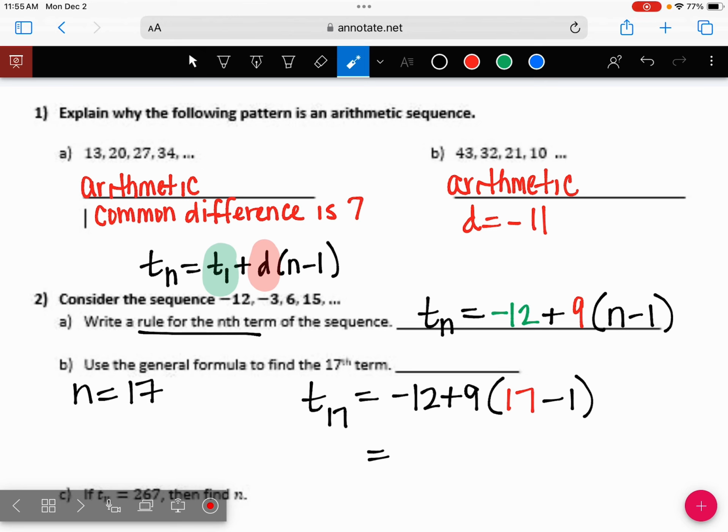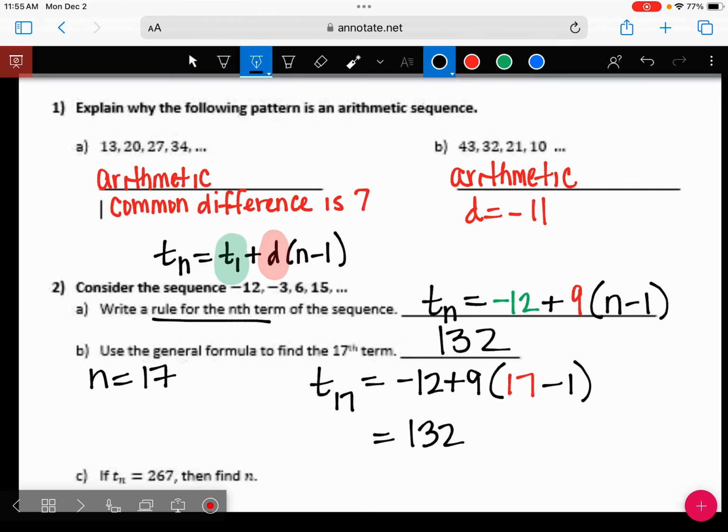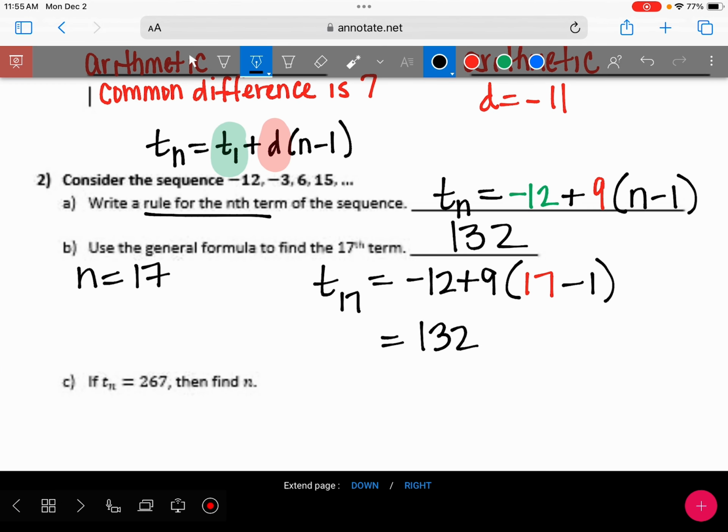I don't have my answer key with me. 132. Raise your hand if you had 132. All right. So that would be our 17th number. 132. So now when we look here at part C, notice that they gave us T sub n.